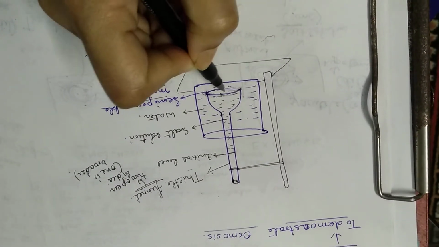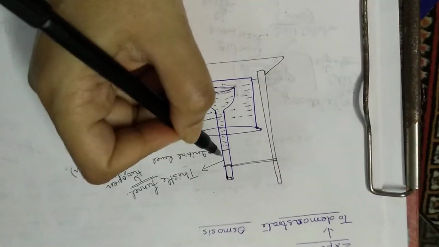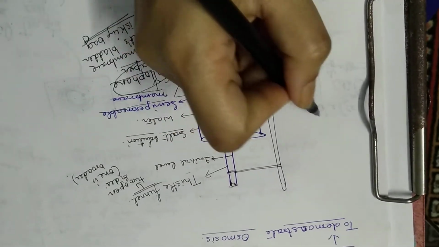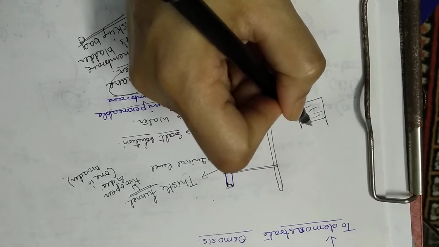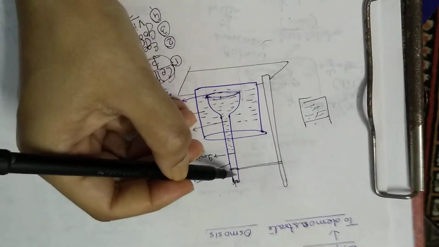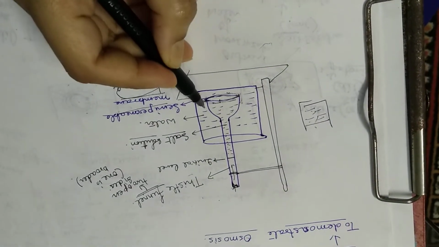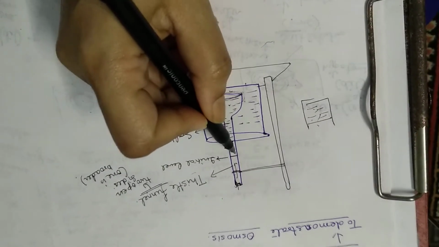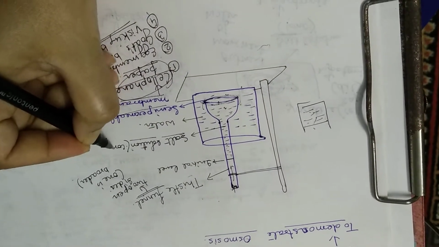So we are covering up the mouth of the thistle funnel, that is the broader end of the thistle funnel, with the cellophane paper, and then, separately, we make a very concentrated salt solution in another beaker, and we simply pour this salt solution through the narrow end of the funnel. We pour it. So what will happen, because we have already sealed the mouth, it will not come out. Am I clear? And this solution is the concentrated salt solution.